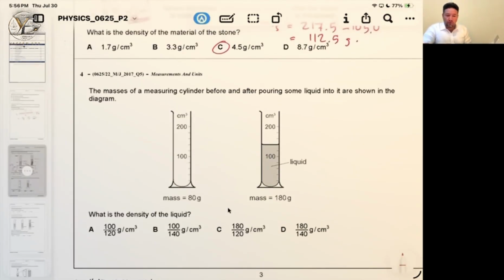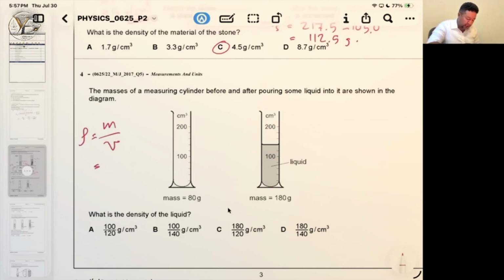Question number 4. The masses of a measuring cylinder before and after pouring some liquid into it are shown in the diagram. The mass is 80 grams, and after adding the liquid, it becomes 180. What is the density of the liquid? Density of the liquid, again, it is the mass of the liquid over the volume of the liquid. What is the mass? The difference between them, 180 minus 80 will give us 100. So the mass is 100 grams.